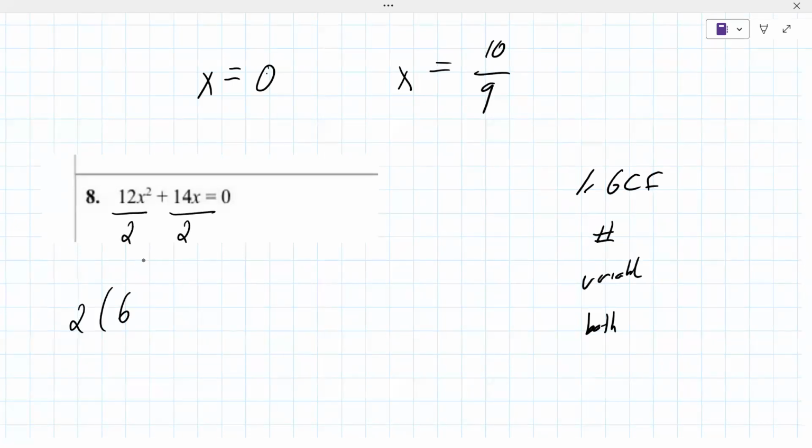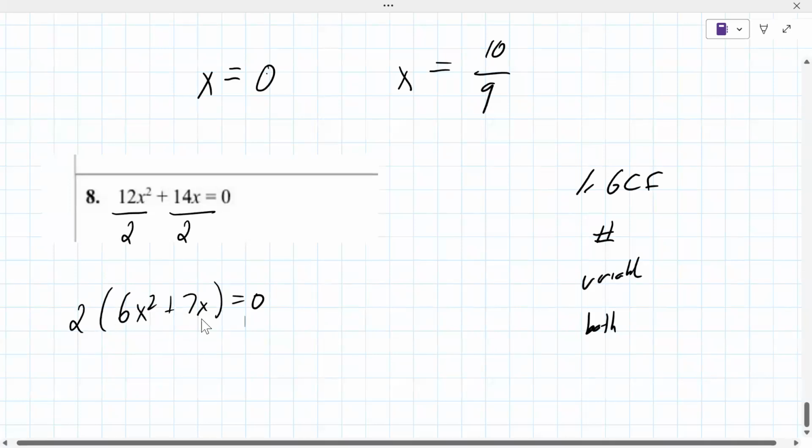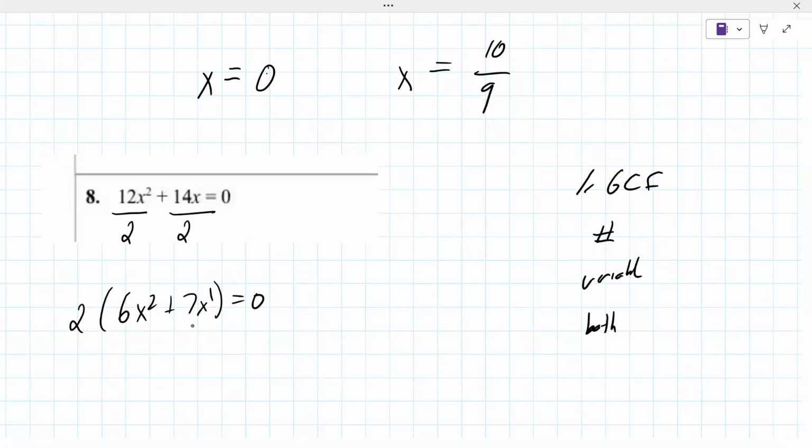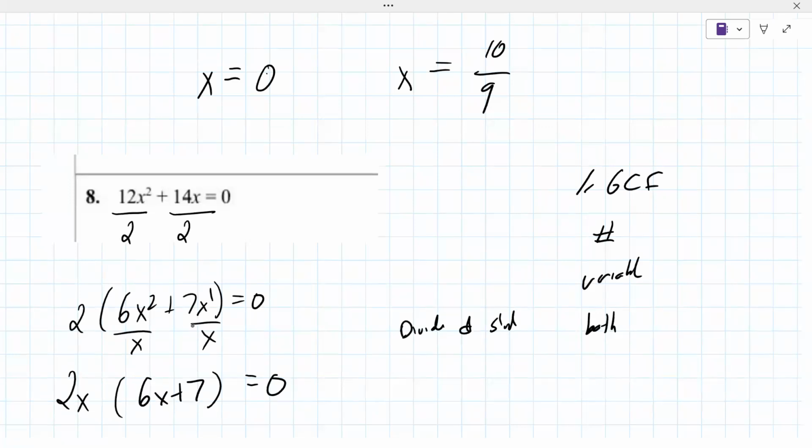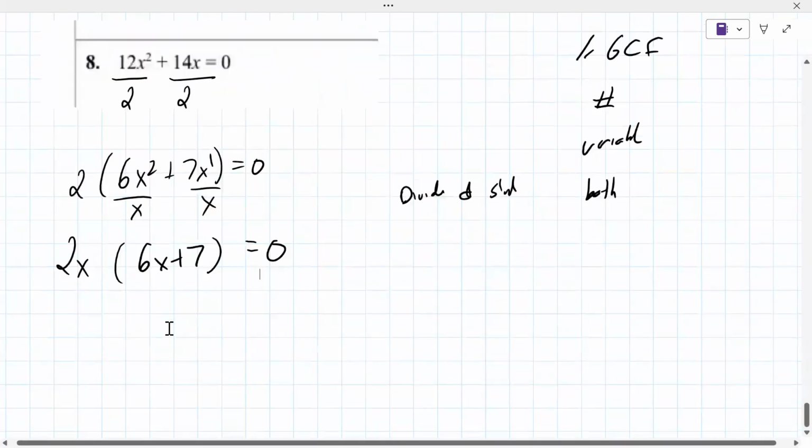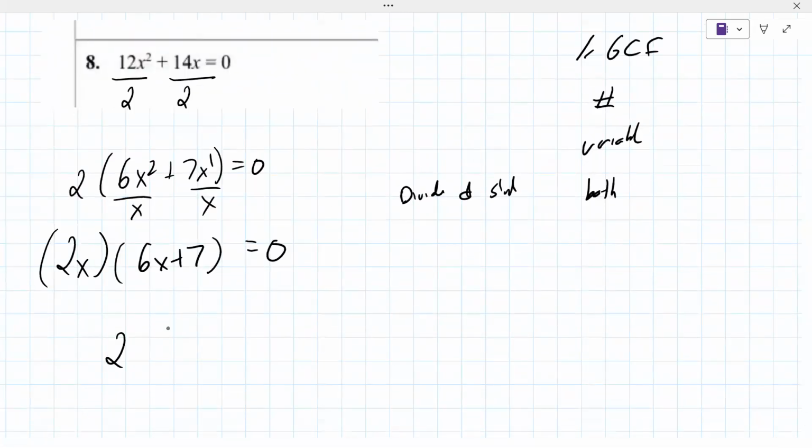So it becomes 2 times 6x squared plus 7x. Is there a variable that goes into both? X. So you choose the lowest exponent. When you divide each of these by x, what goes in parentheses? 6x plus 7. Okay, now you set the x factors equal to 0. So you set 2x equal to 0 and 6x plus 7 equal to 0.